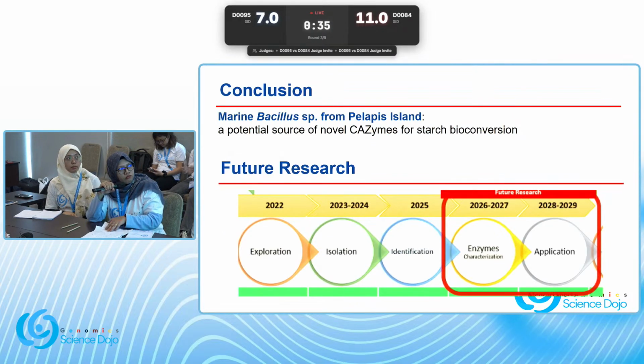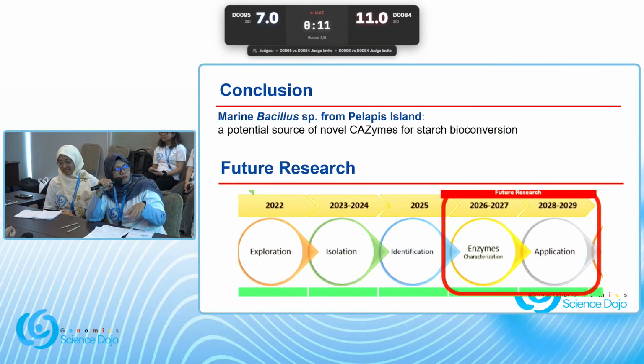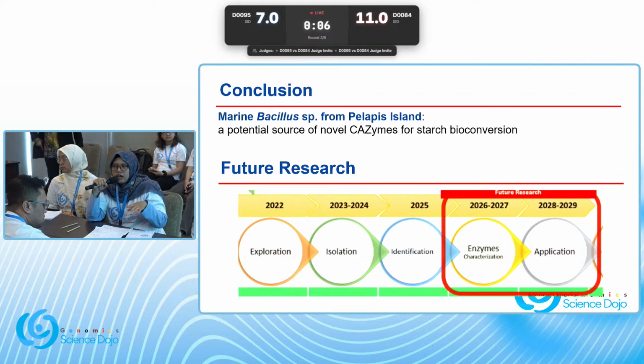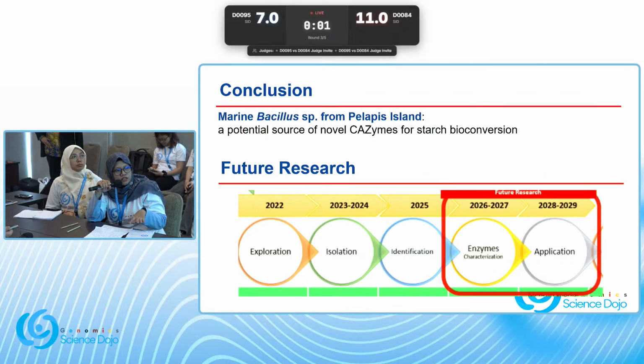For the conclusion, the marine Bacillus sp. from Pelapis Island is a potential source of novel CAZymes for starch bioconversion. And for the next research, we will move to enzyme characterization of the isolate. Thank you.